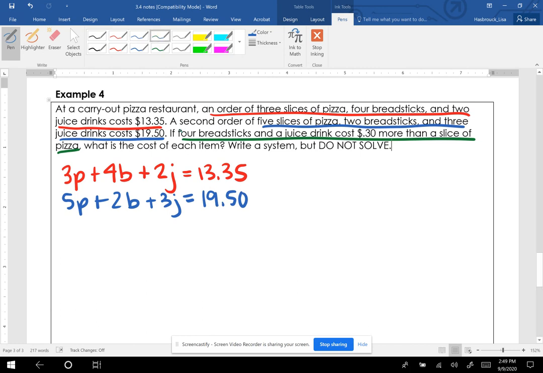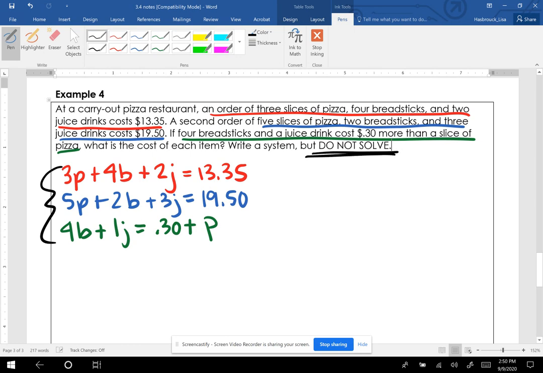The last one's a little trickier. It says 4 breadsticks and a juice box is 30 cents more than a slice of pizza. So 4 breadsticks and 1 juice drink is 30 cents more than, so 30 cents added to the cost of a piece of pizza. That is our system, and since it says do not solve, we stop here.